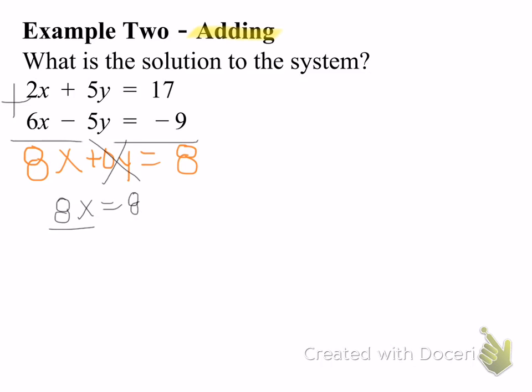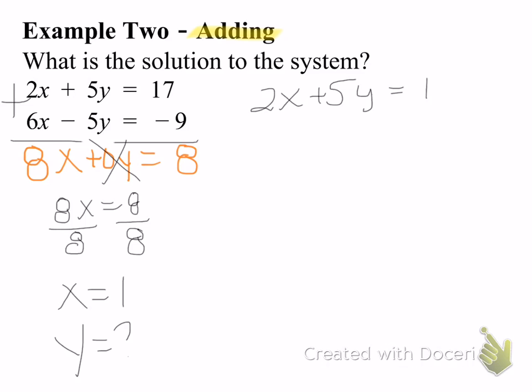Well, how do we solve for x? Divide by 8 on both sides. x equals 1. Well, now we need to find our y value. So let's go ahead and use our first equation. You've got 2x plus 5y equals 17.